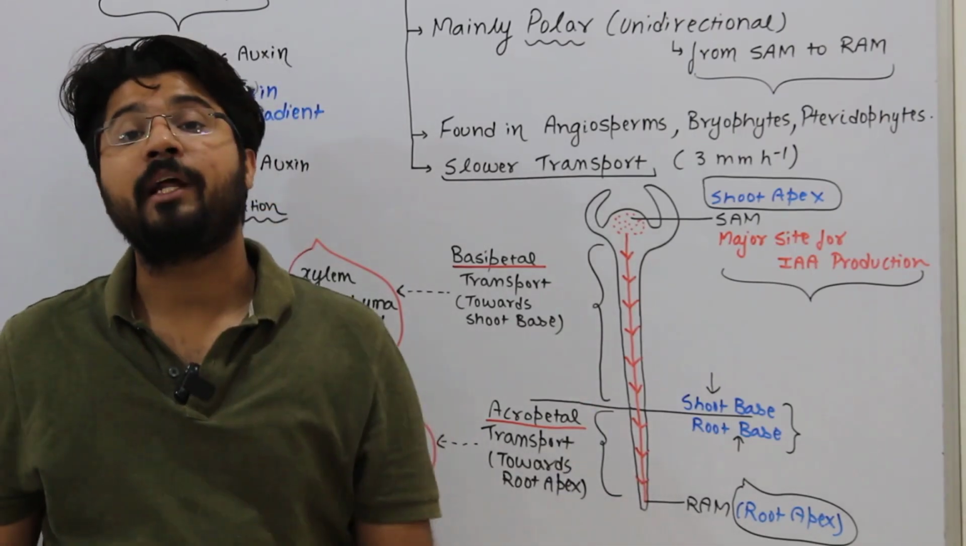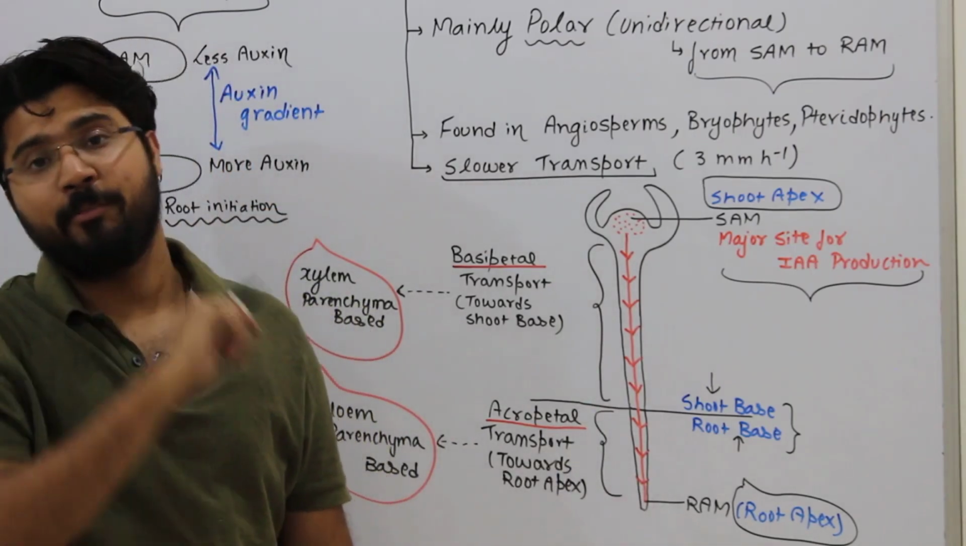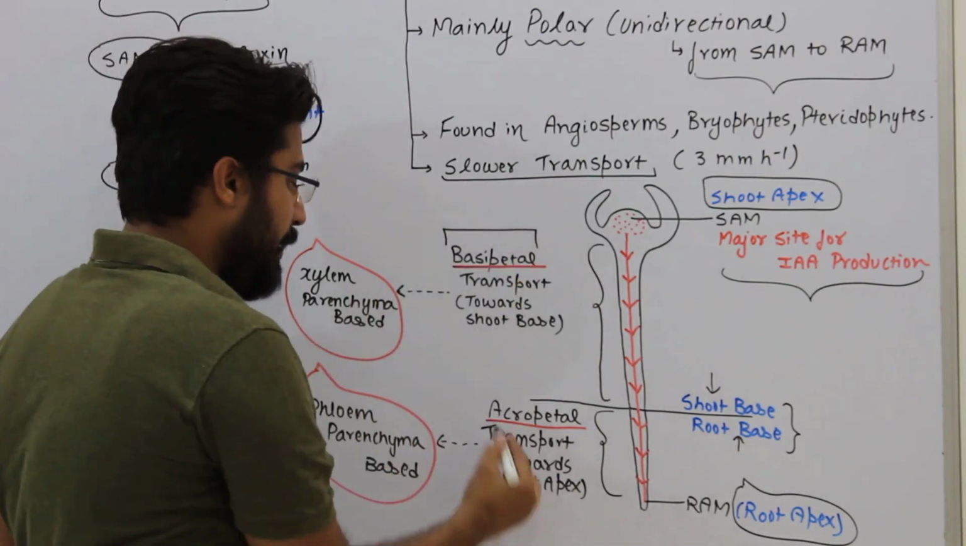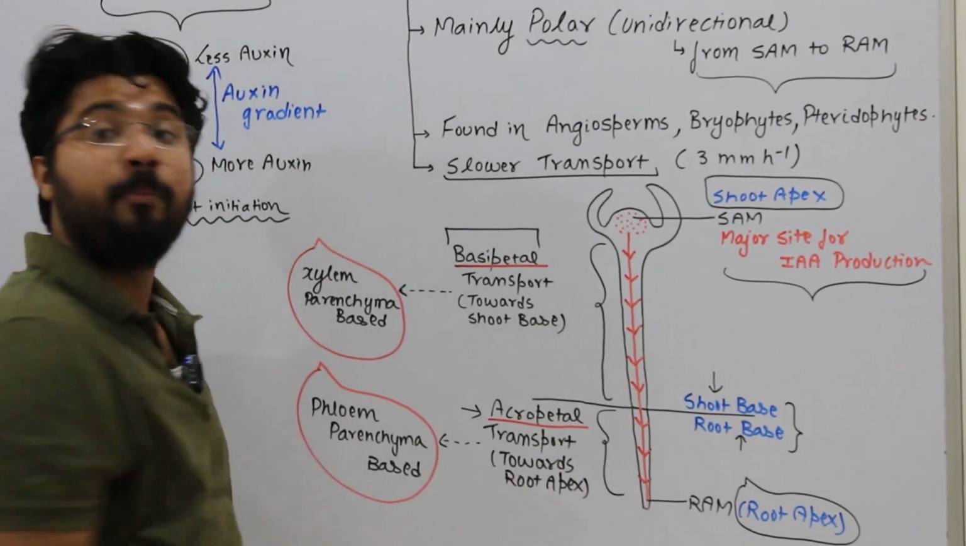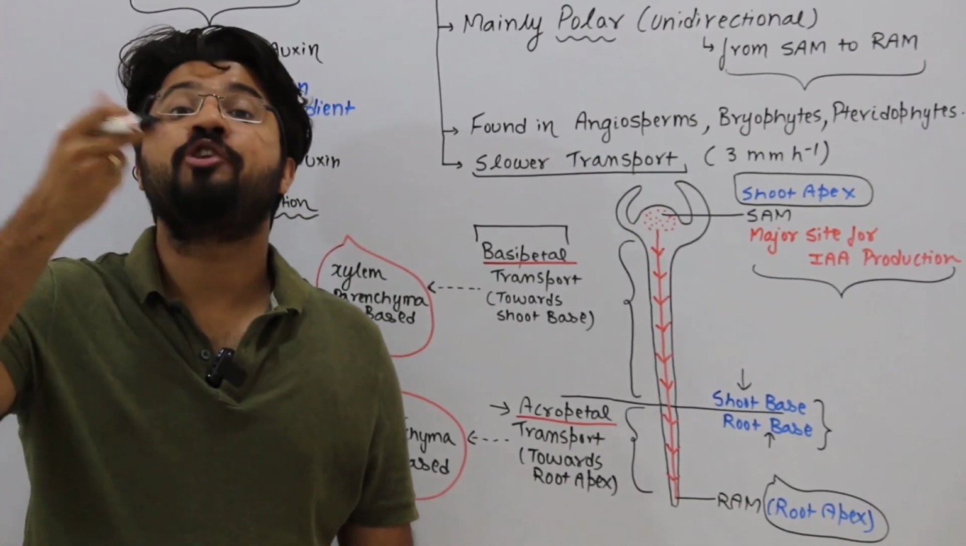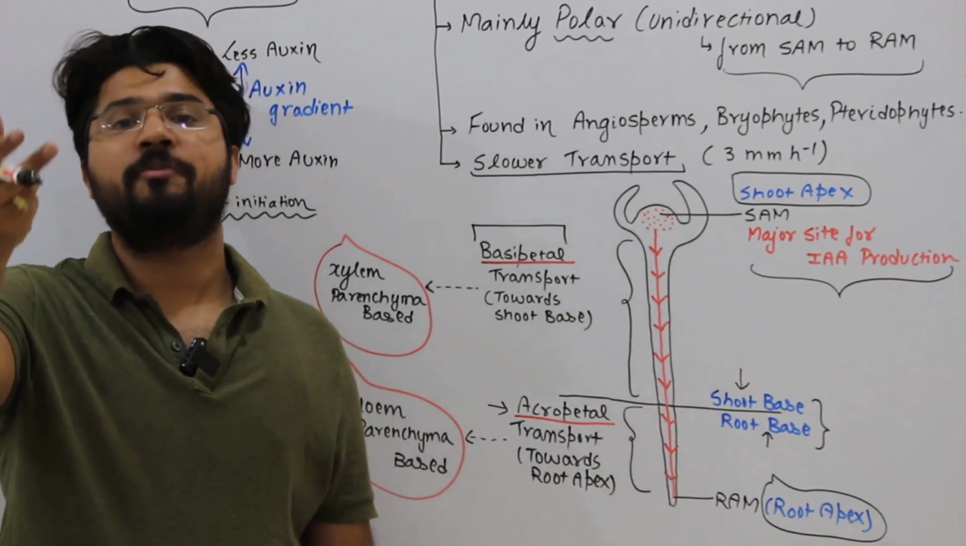Now, in common botanical terms or class 11th plant morphology, you should remember two common words. One was basipetal and the other word was acropetal. Basipetal means towards the base, any movement towards the base, basipetal.